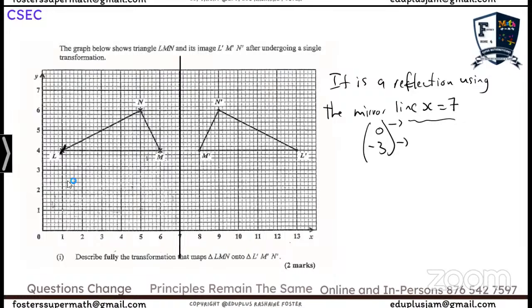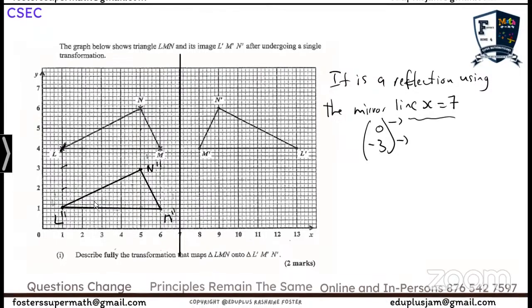L, 1, 2, 3. That is L double prime. M, 1, 2, 3. M double prime. N, 1, 2, 3. N double prime. And then you simply join all of those points right there. Bam, bam, bam. Bam, bam, bam. All right, so there we have that right there.